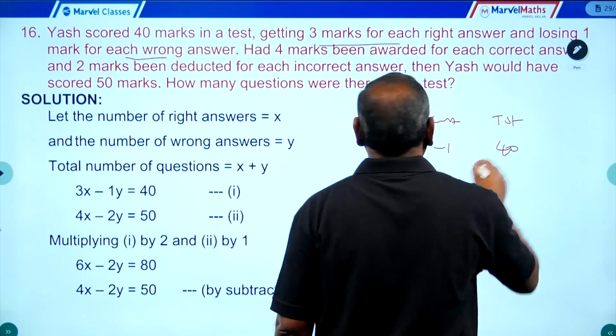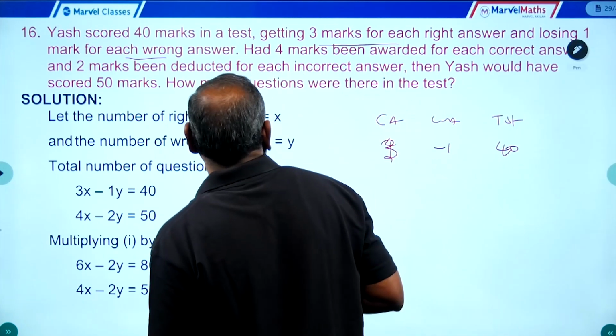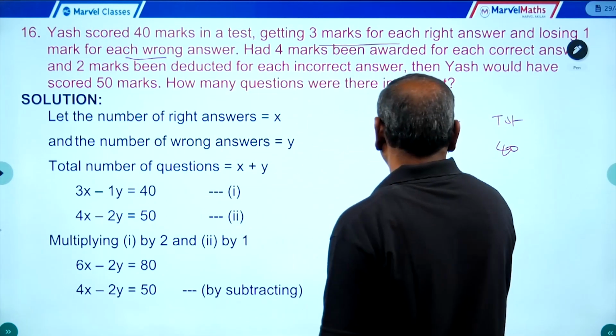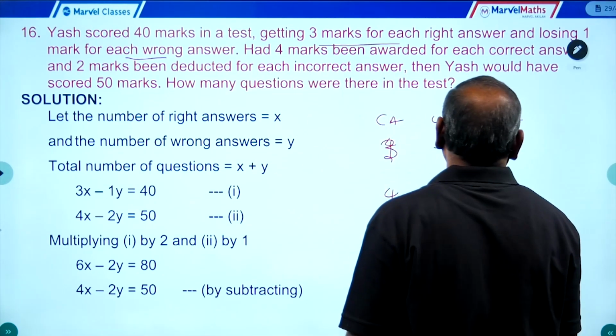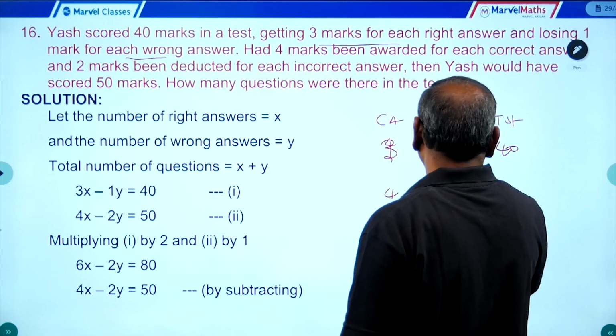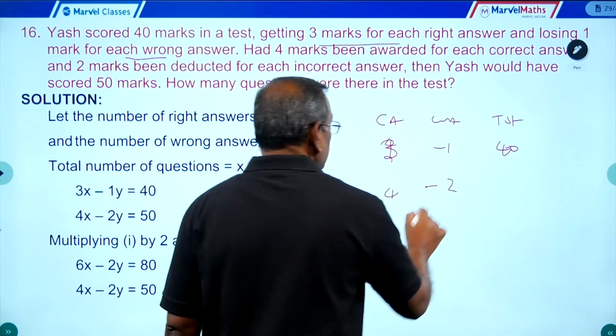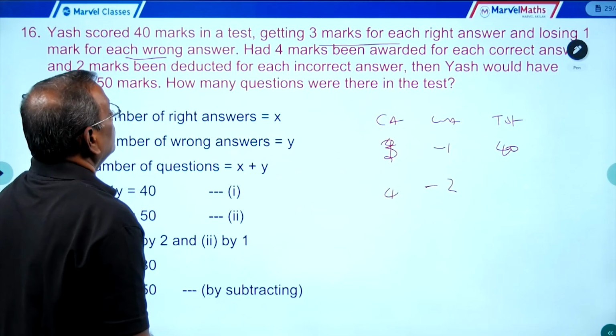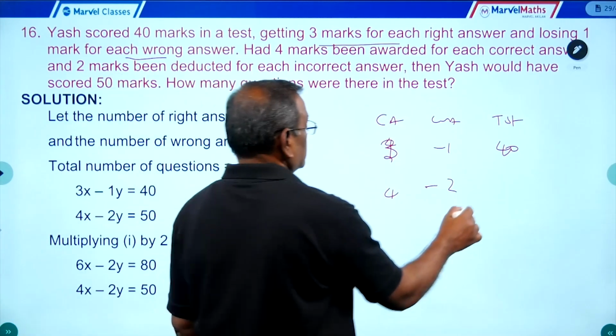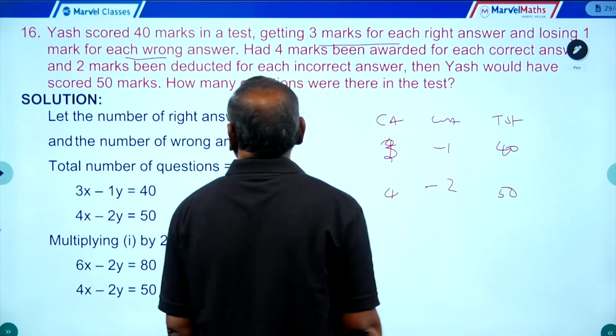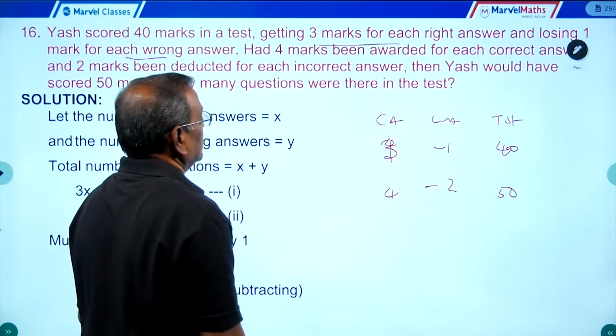Total marks 40. Had 4 marks been awarded for each correct answer and 2 marks deducted for each wrong answer, 2 marks deducted means minus 2, Yash should have had 50 marks. The marks scored by Yash would be 50 marks. How many questions were there in the test?